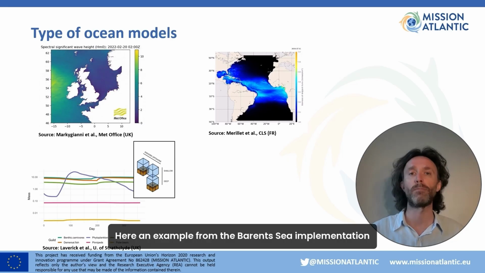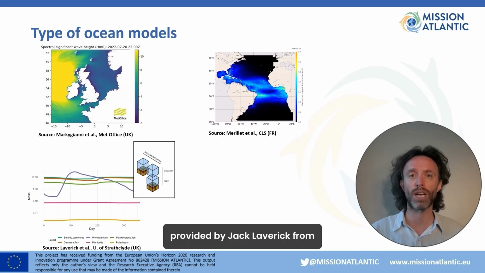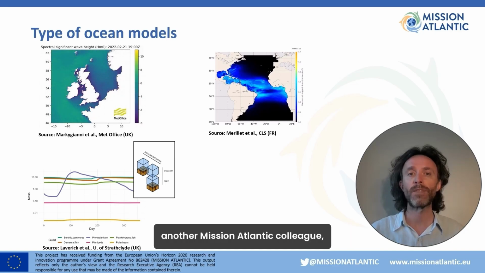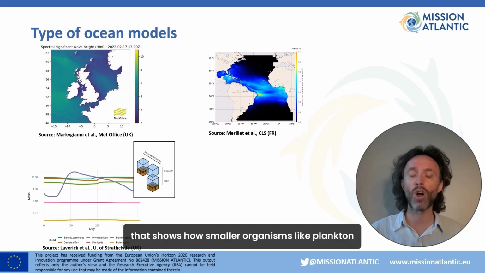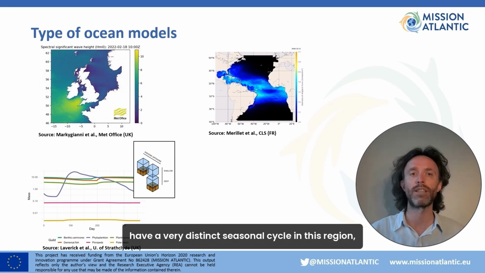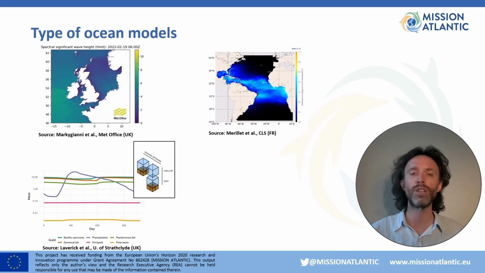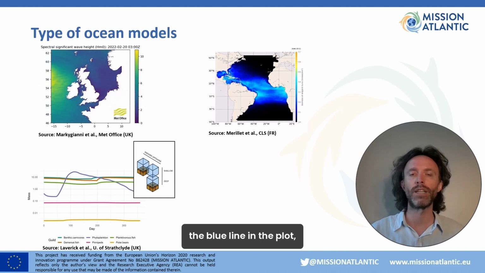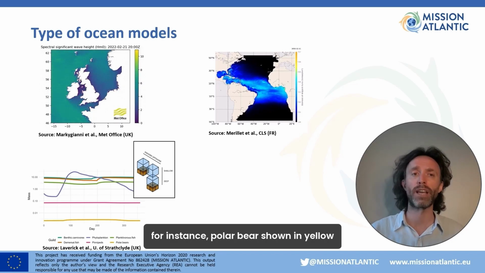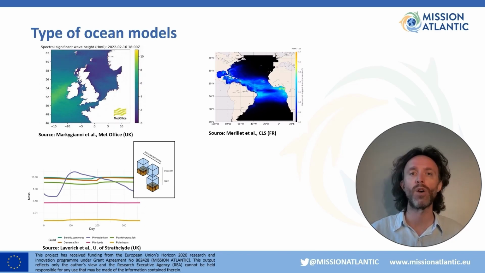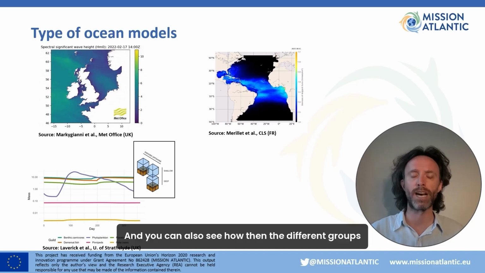Here is an example from the Barents Sea implementation provided by Jack Laverick from the University of Strathclyde, another Mission Atlantic colleague, that shows how smaller organisms like plankton have a very distinct seasonal cycle in this region, the blue line in the plot, and how instead the bigger organisms like, for instance, polar bear, shown in yellow, have a much slower dynamic. And you can also see how the different groups interact with each other and how they respond to the respective dynamics.